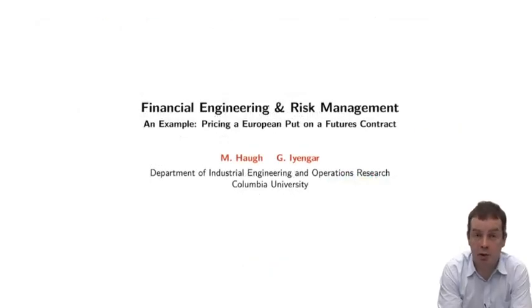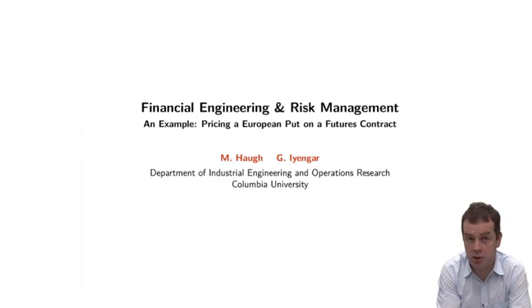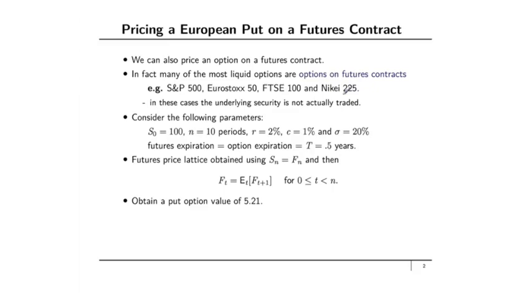In this module, we're going to go through an example very quickly where we price a European put on a futures contract. Up until now, we've seen how to price European and American options on the underlying security. Very often, in fact, though, we want to price options on futures contracts, which are written on the underlying security. So, in fact, many of the most liquid options are options on futures contracts.